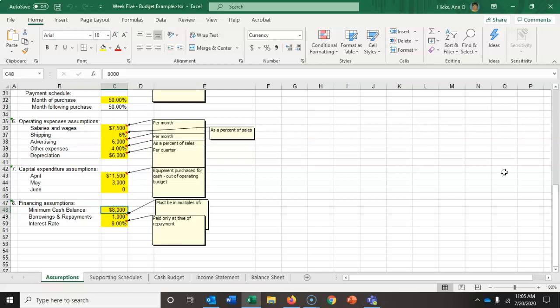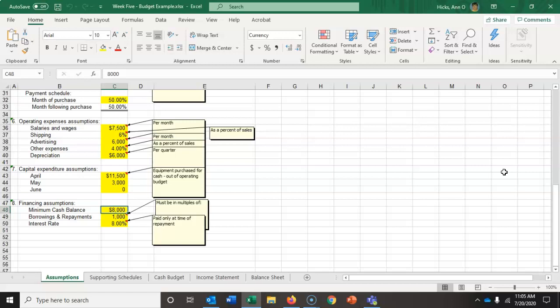And then the last assumption is financing assumptions. One of the reasons we do a cash budget is to make sure that we don't run into any surprises of cash flow problems. But oftentimes what companies will do is they'll have a policy in place where they don't want their cash to fall below a certain dollar amount. And this is primarily a risk mitigation issue, because if something happens that they don't anticipate, and then all of a sudden they're in a cash flow problem. So in our example, we're going to assume that we maintain a minimum cash balance of $8,000.